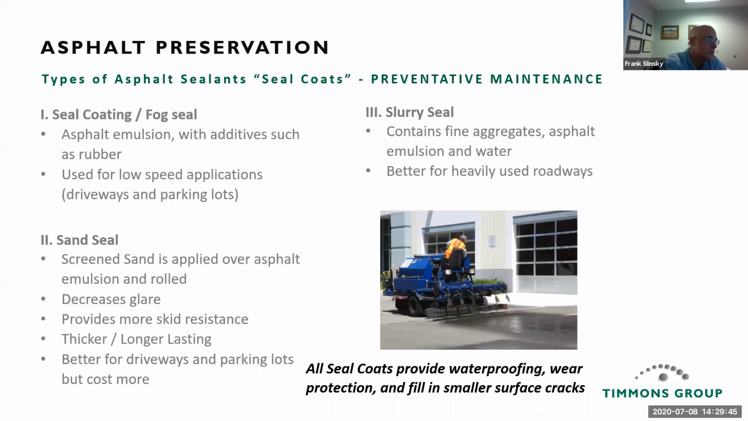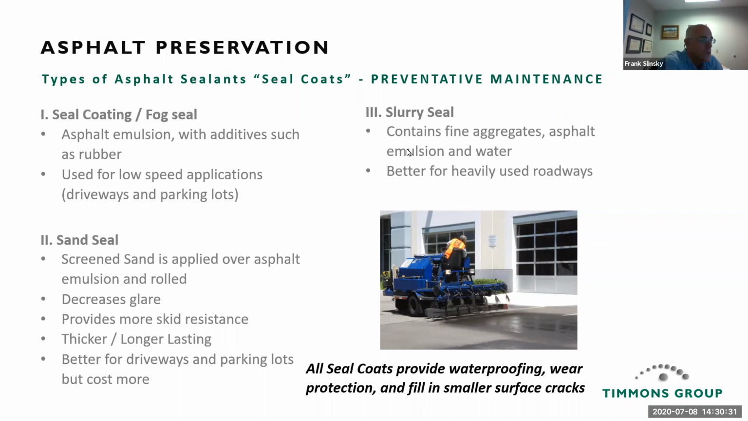So types of asphalt sealants or seal coats. Seal coating or fog seal, more or less the same thing. It's an asphalt emulsion with additives such as rubber, and it's used for low-speed applications such as driveways and parking lots. A sand seal is a screened sand applied over asphalt emulsion and then it's rolled. This decreases glare, provides more skid resistance, it's thicker and more long-lasting, and it's better for driveways and parking lots, but it costs more.